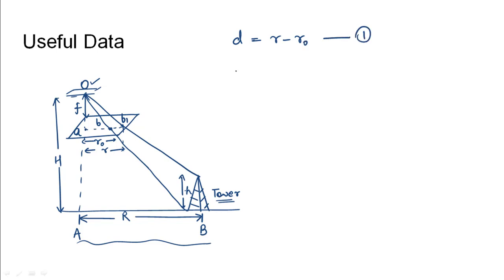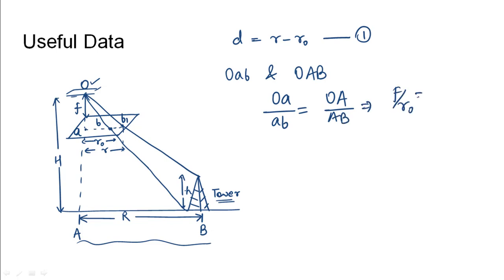We can see that by comparing the triangles OAB and Oab using the concept of similar triangles, we can get Oa divided by AB equals Oa divided by AB. This would give f by R0 equals H by R. From this we can get R0 as f into R by H. This is our second equation.